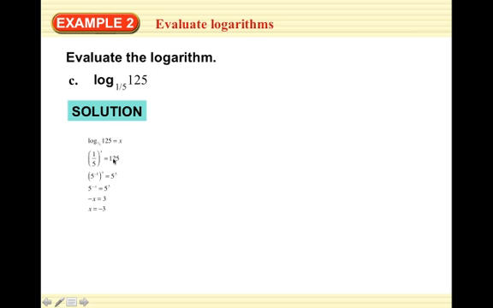So let's see. I know 125 is 5 to the third power. And I know 1 over 5 is the same thing as 5 to the negative 1. So I can get a base of 5 on both sides. So let's simplify a little. I've got 5 to the negative 1 to the x power. Negative 1 times x is negative x. So I have 5 to the negative x equals 5 cubed.